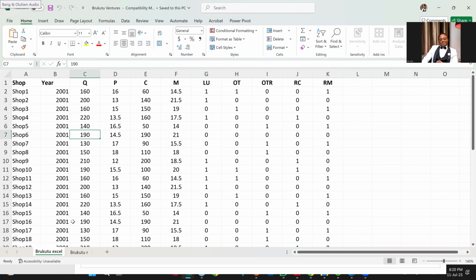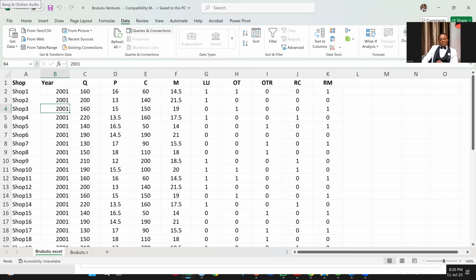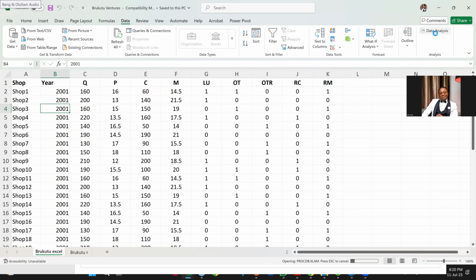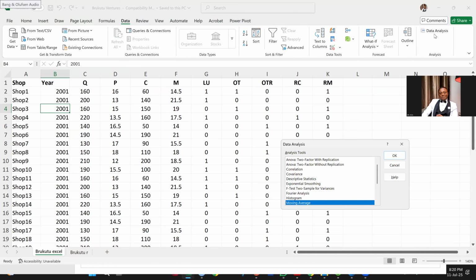whilst your data, the descriptive statistics requires you to use the Burukutu Excel, not the Burukutu R. This is the Burukutu Excel. And to do that, you just have to go to the Data tab at the top. On the far right, you do Data Analysis. I'm not going to repeat because it's been recorded already. That part is always on the channel.